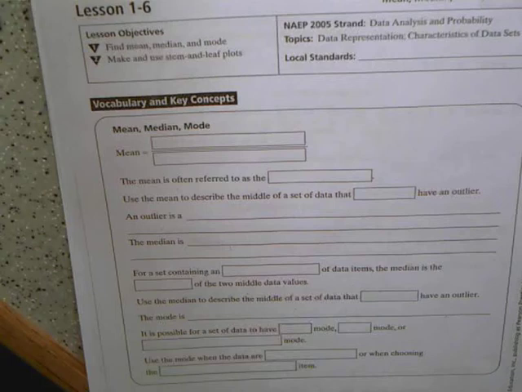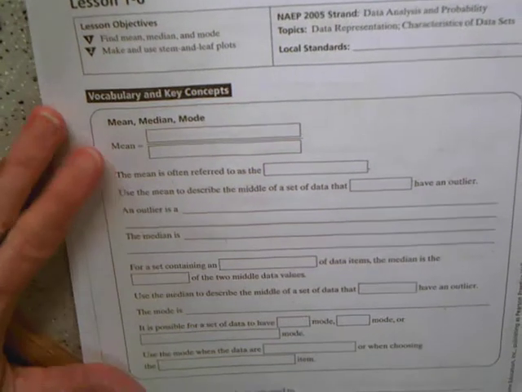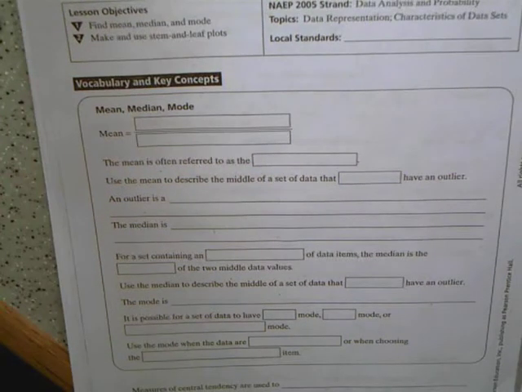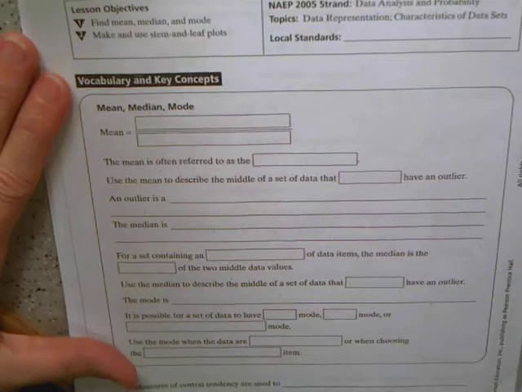What we're looking to do in this section is find the mean, median, and mode, and make use of stem and leaf plots. Okay, so this for most of us should be very much a review, but let's go through it, be sure that we can do everything we need to do. So our vocab and key concepts.